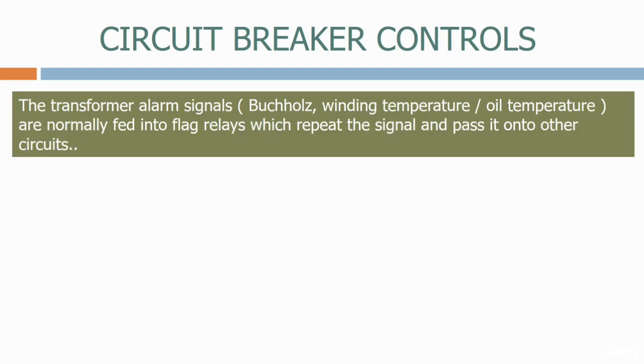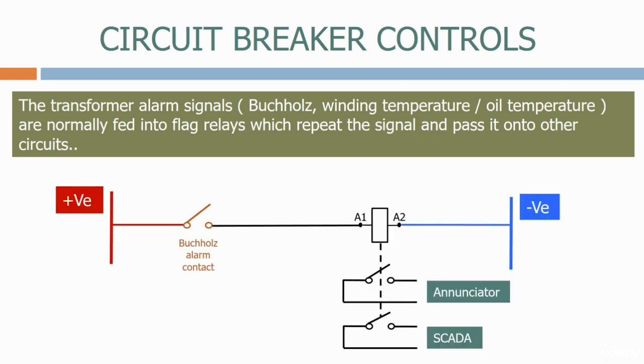The transformer alarm signals, Buchholz, winding temperature and oil temperature, are normally fed into flag relays, which repeat the signal and pass it on to other circuits. Here's a typical flag relay circuit fed from a Buchholz alarm contact. When the Buchholz alarm contact closes, the Buchholz gas flag relay energizes, closing the contacts and sending the signal off to the annunciator and the SCADA system.